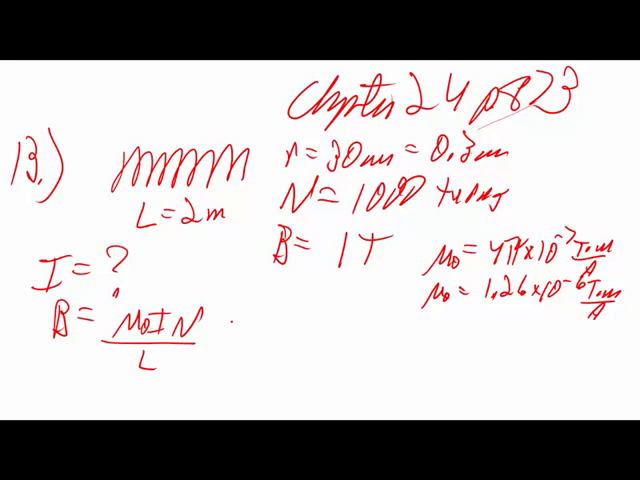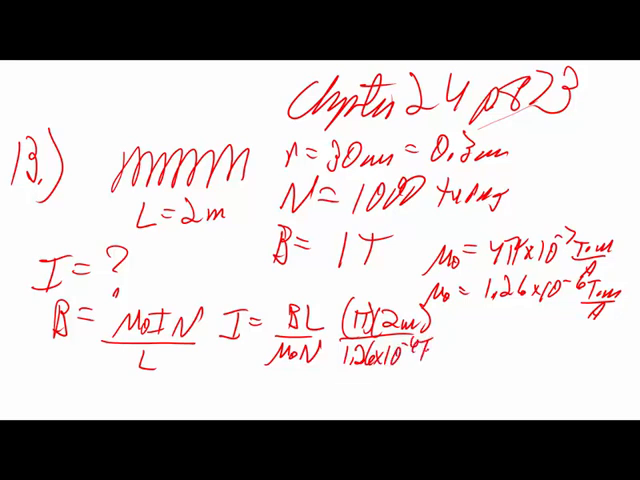So now let's solve this for current. It's actually a really simple calculation. We get the magnetic field times the length divided by mu naught times the number of turns. Now let's plug everything in. We have 1 Tesla times 2 meters, the length, divided by 1.26 times 10 to the negative 6th Tesla meters per amp, times the number of turns, which is 1,000. Let's see what we get.